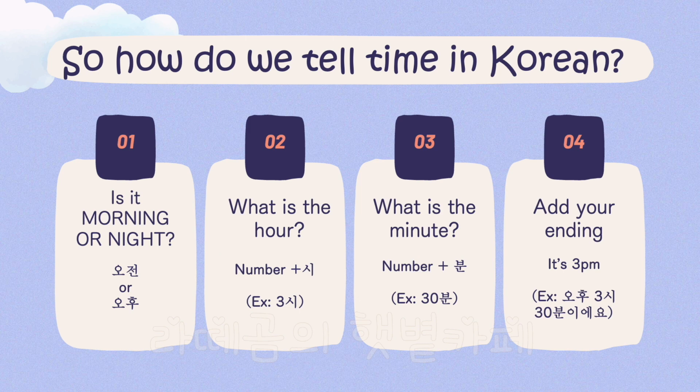So, how do we tell time in Korean? First step, well, this says is it morning or night, but it's more like is it before noon or afternoon? So 오전 or 오후, depending if it's before or afternoon. The second step, what is the hour? Then you're going to have your number and the particle 시. Step 3 is what is the minute? You're going to again have the number and 분. And then you add your sentence ending to it. So here, looking at everything we've put together, it is 오후 3시 30분이에요.